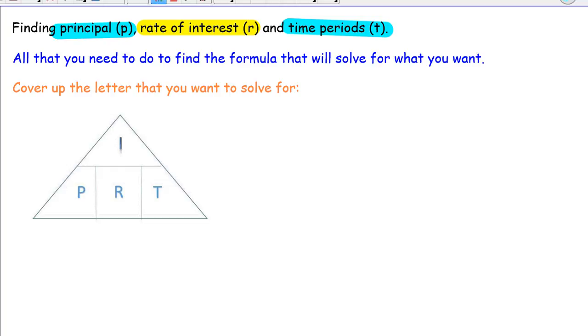Basically, all that you need to do is find the formula that you will solve for what you want. And this triangle here summarizes everything. Interest is equal to principal times rate times time. And you can use this triangle to find the formulas for each of these variables.